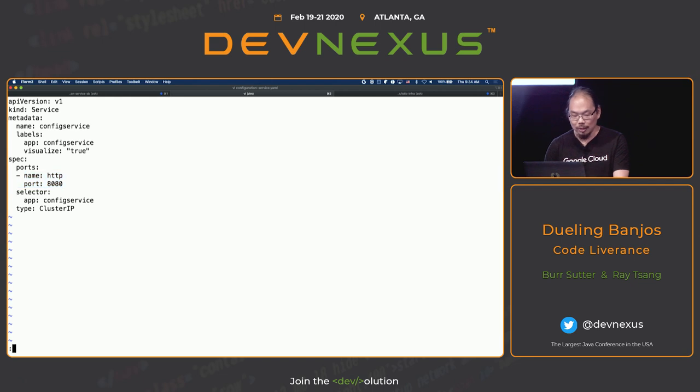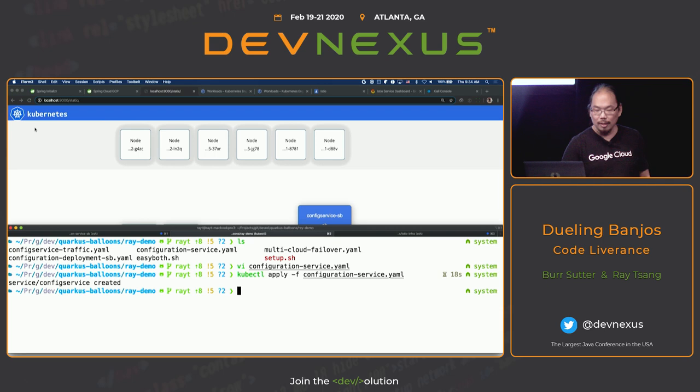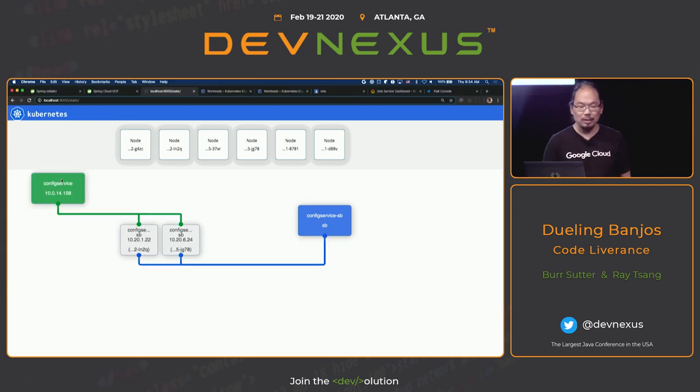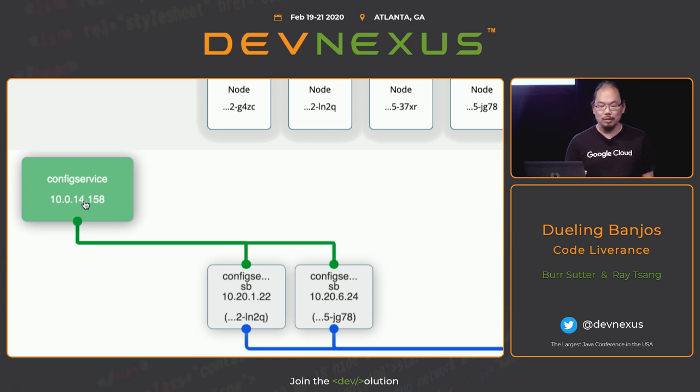And all we need to do, again, is to apply this. And Kubernetes will see this declaration. This is your desired state. And it's going to make that into a reality as well. So I'm going to go ahead and apply it. And very quickly, we should be able to see the load balancer coming online. And this is the IP address for the load balancer.